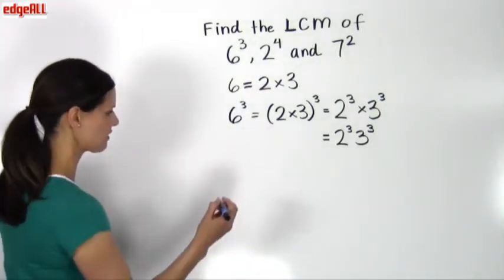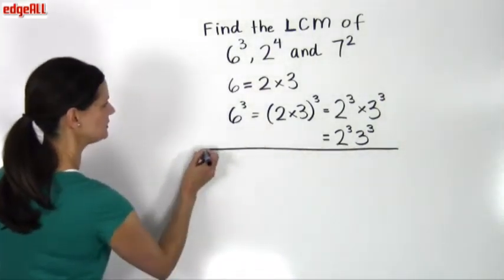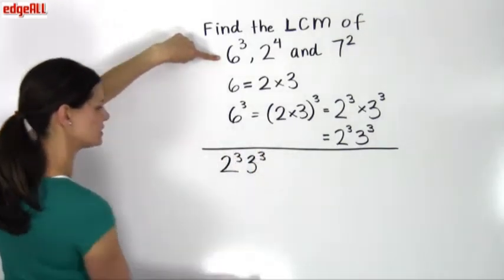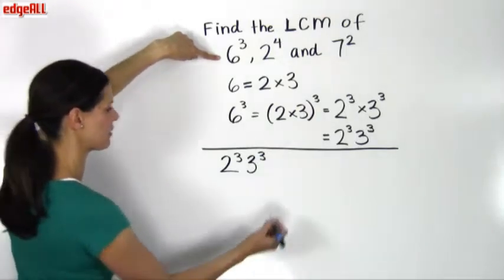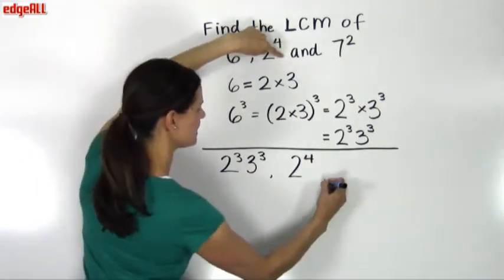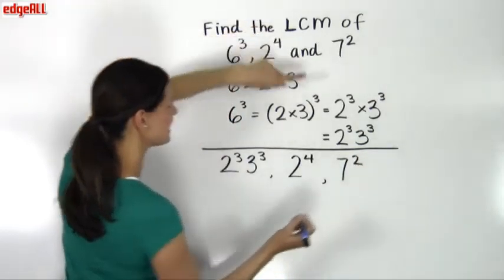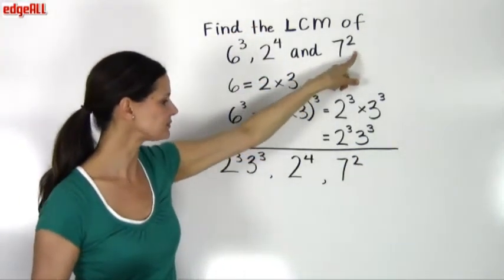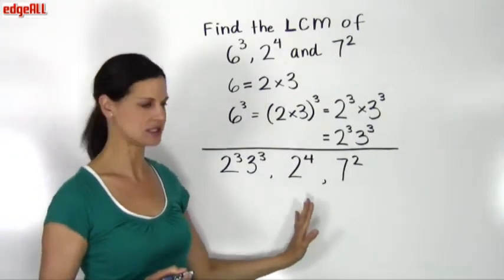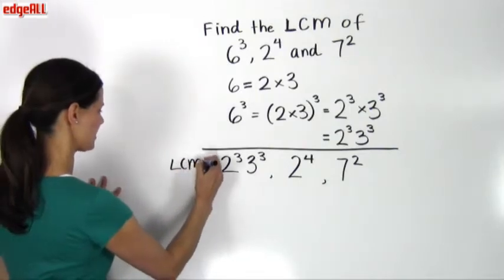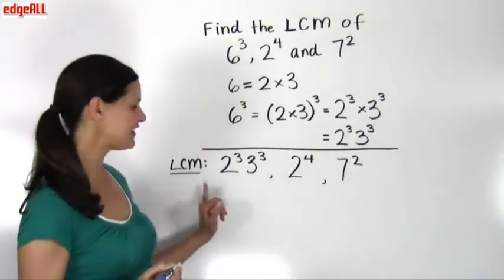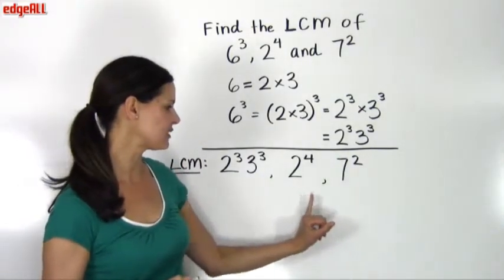So we really are looking for the least common multiple of 2 cubed, 3 cubed, or 2 to the third power times 3 to the third power, 2 to the fourth power, and 7 to the second power. So our step 3 now is to find the least common multiple. So I'll put LCM here to remind us what calculation we're looking at. We are finding the least common multiple of these 3 numbers.